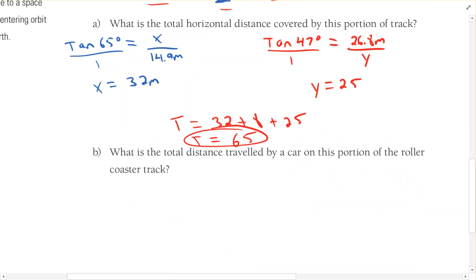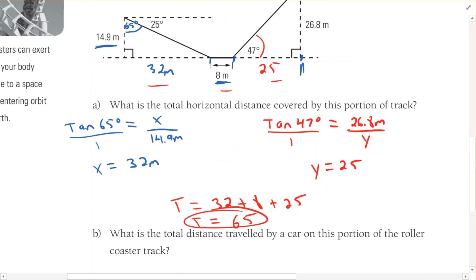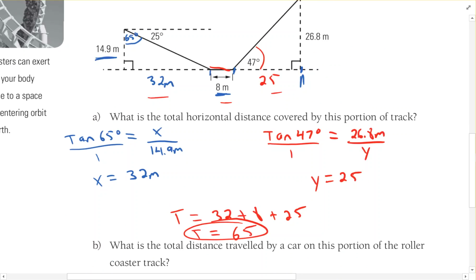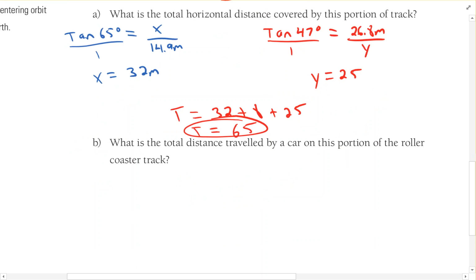Alright, what's the total distance traveled by a car on this portion of the roller coaster track? So that seems like the same question, doesn't it? But it's a little bit different because now what we're looking for is the distance traveled along there, there, and there. So I'm actually going to let you guys go ahead and do the rest of this on your own. So go ahead and answer number 7B now.